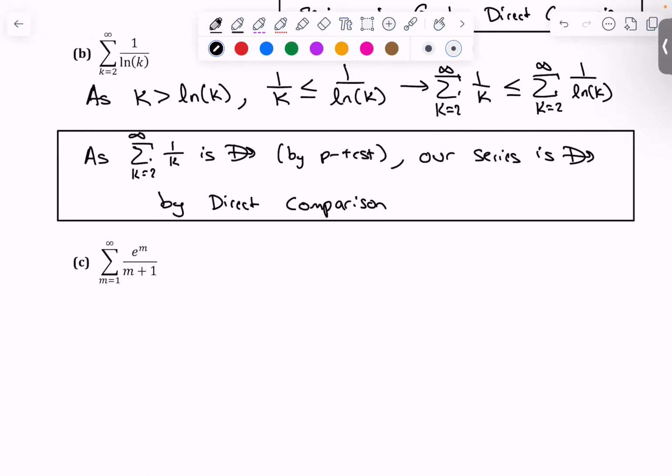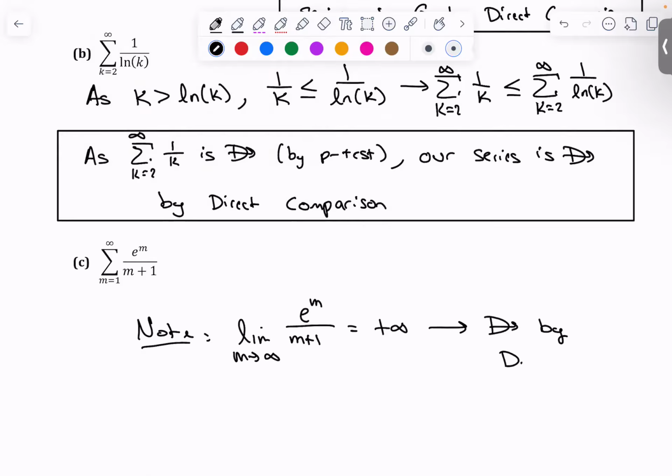What's the test you should always do first? The divergence test. Remember, e grows a lot faster than m. So note the limit as m approaches positive infinity of e to the m over m plus 1 equals positive infinity. So divergent by the divergence test.